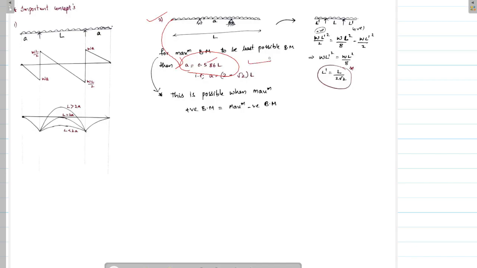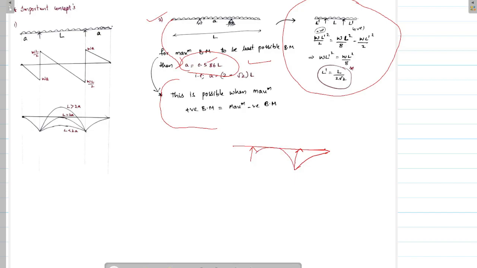So for this to be possible, we'll be considering this. For the maximum bending moment to be least possible, the positive bending moment should be equal to the negative bending moment. See, I'll be calculating in this case. In this case, the negative bending moment will be WL dash square by 2.